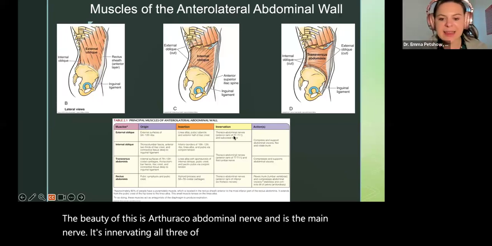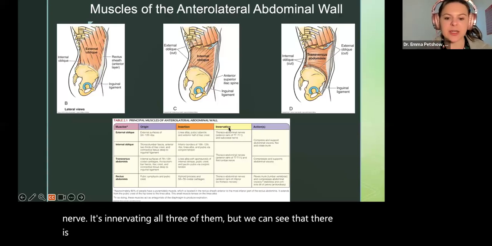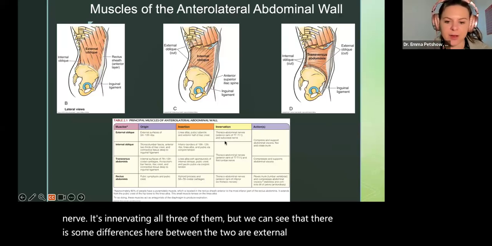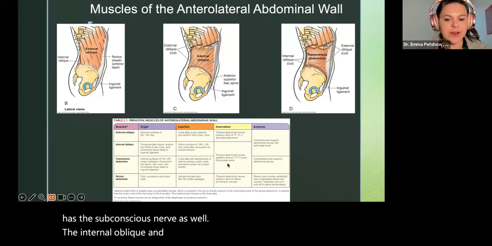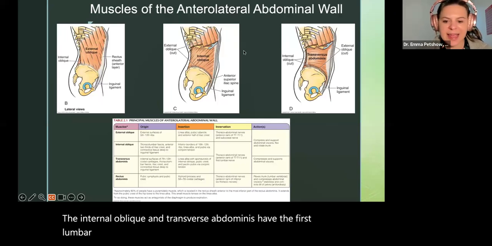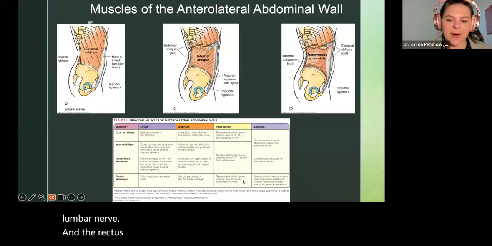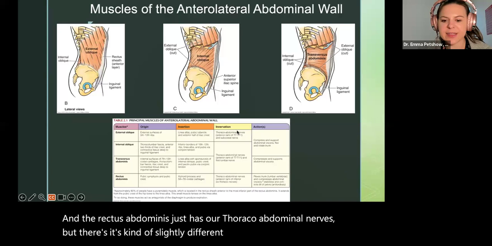But we can see that there are some differences here between them. Our external oblique has the subcostal nerve as well. The internal oblique and transverse abdominis have the first lumbar nerve, and the rectus abdominis just has our thoracoabdominal nerves, but it's kind of slightly different rami than the others here.